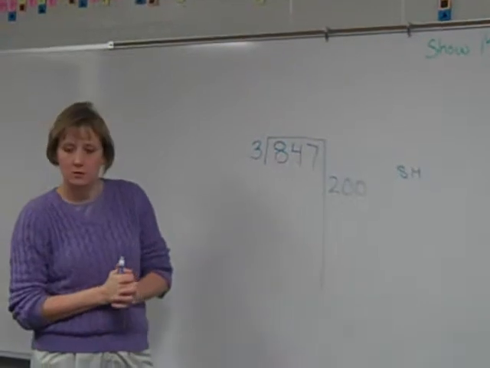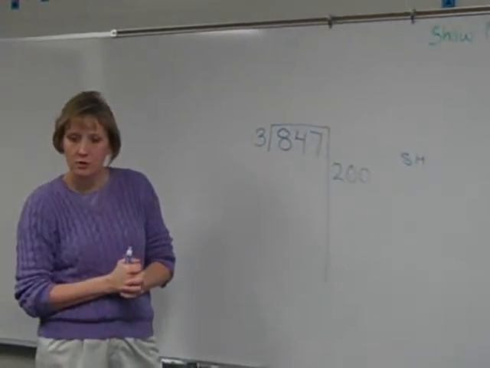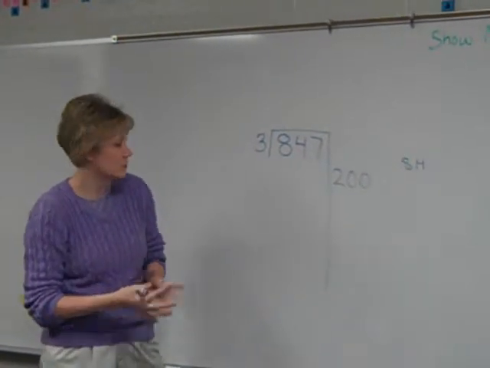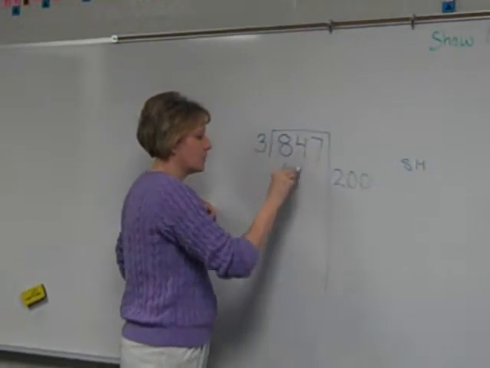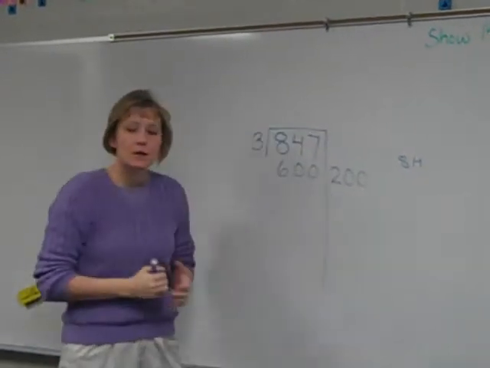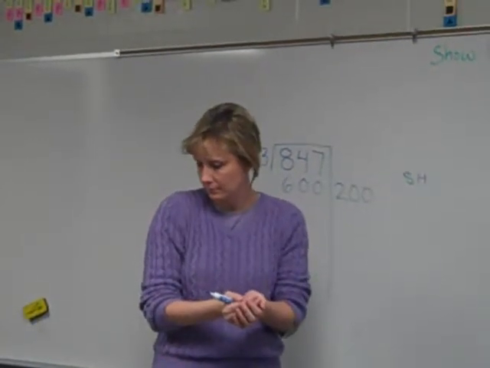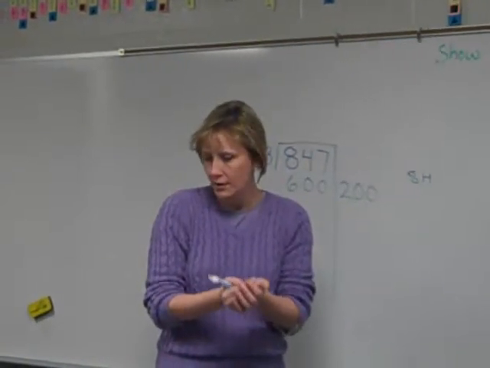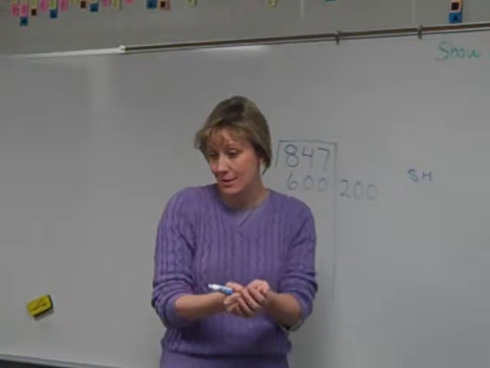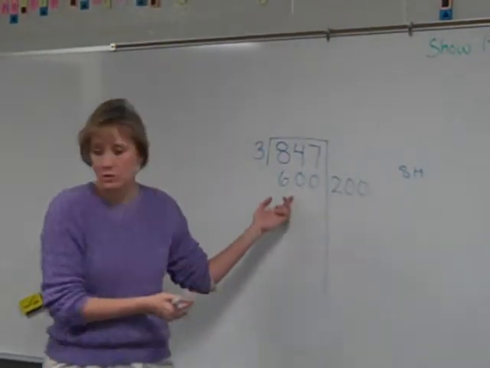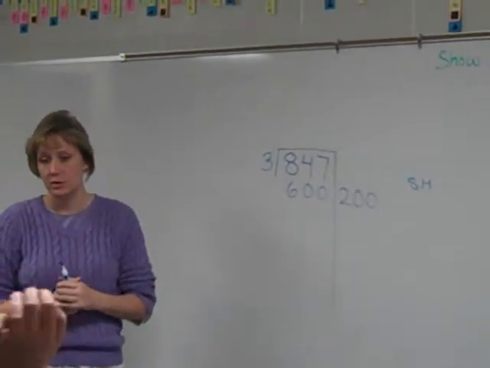What is 3 groups of 200? 600. And I put that here. If I started with 847, and I put 600 into groups, what do I have left to still put into groups?